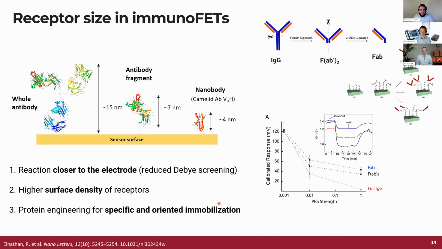What we can see in here is that for high PBS strength, so high ionic strength, the analytical readout is much, much smaller for a full IgG, whereas for a small Fab, which is, again, higher density on the surface and closer binding event, this is much, much higher. So if possible, it is recommended to use as small receptors as possible. Same immobilization strategy, and shorter receptors yielded higher signals.